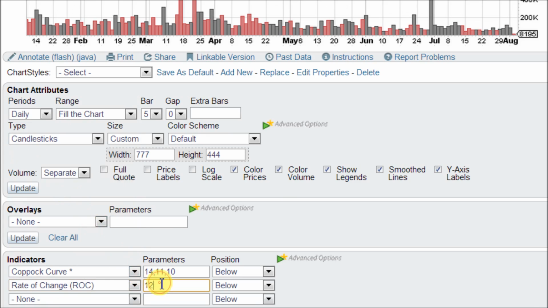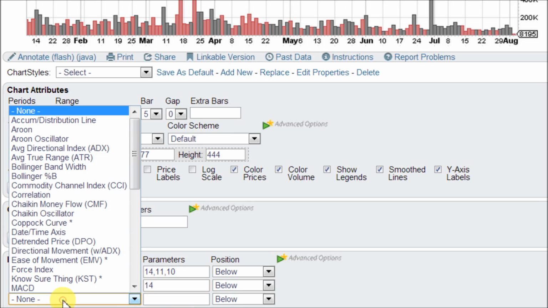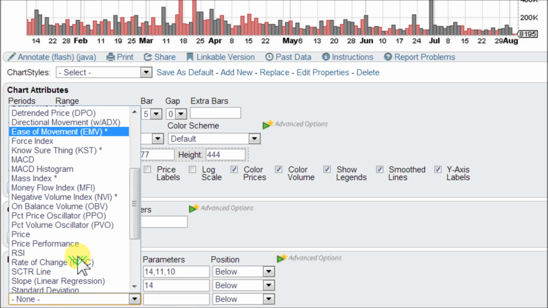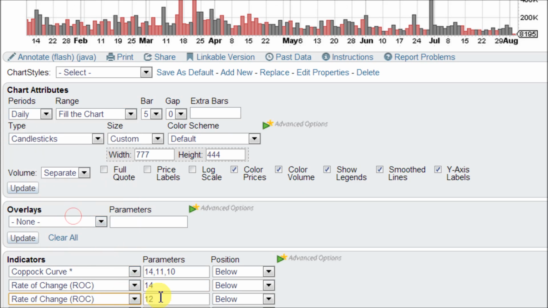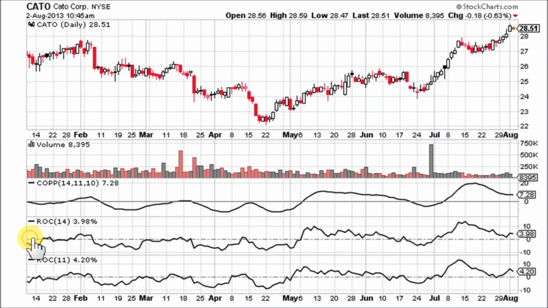The first one at the 14 period, and the second one at the 11 period. So what you have here in the parameters area is the Coppock curve set at 14, 11, 10. Then you have the rate of change at 14, the rate of change at 11. Go ahead and click update.